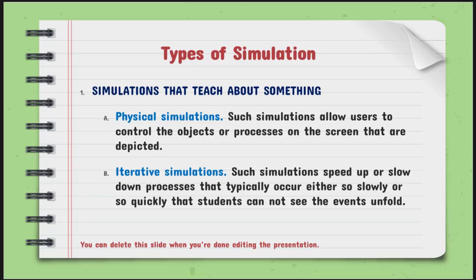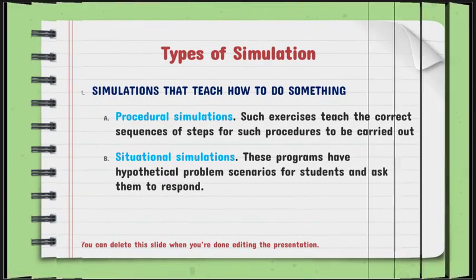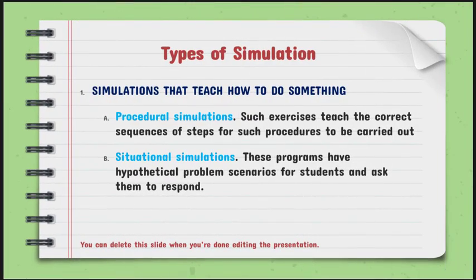For example, software may show the effects of changes in the demographic variables on population growth or the effects of environmental factors on ecosystem. Next, we can also categorize the simulations based on how to do something. Under that, we have the procedural and situational simulations.